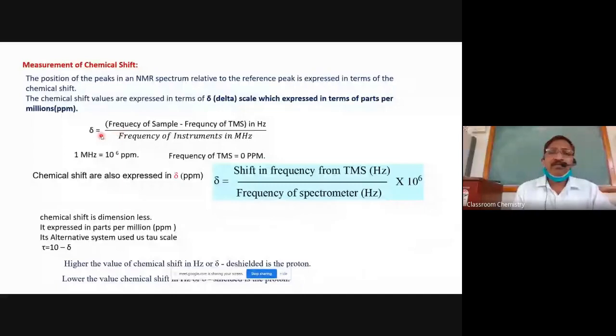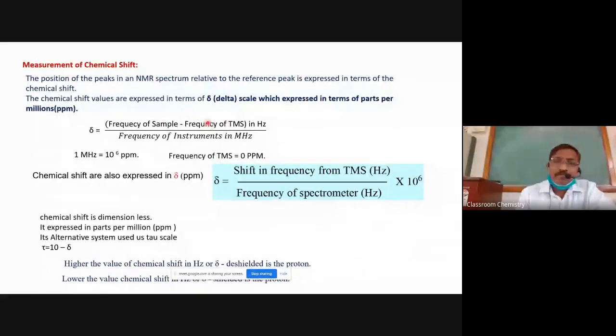Generally, the delta value is found in terms of the frequency of sample minus the frequency of TMS in hertz, divided by the frequency of instrument in megahertz. And 1 megahertz is equal to 10 raised to 6 hertz, and the frequency of TMS is 0 ppm. And that's why we can convert this hertz into ppm, by converting into this term, that is the chemical shift in terms of delta.